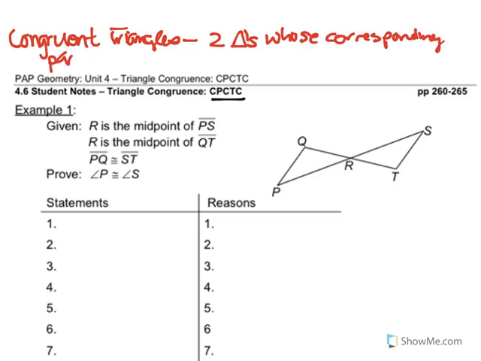and before I move on, what do I mean by corresponding parts? Corresponding parts would be all sides, all angles. So it's two triangles whose corresponding parts are all congruent. I'll just use the symbol. So all the sides are congruent, all the angles are congruent, and that makes a congruent triangle.